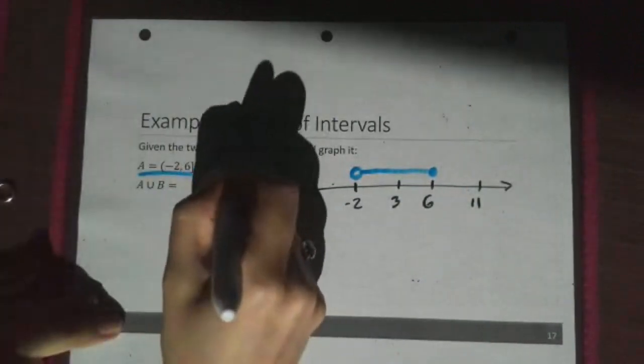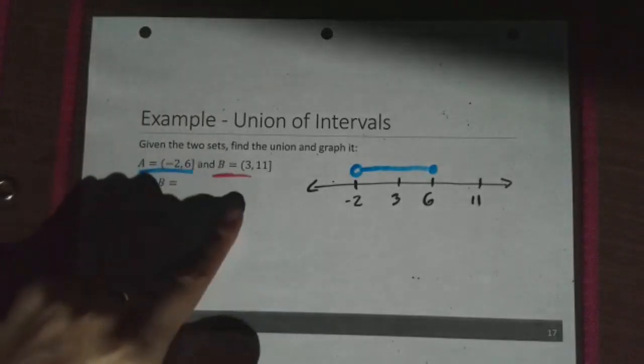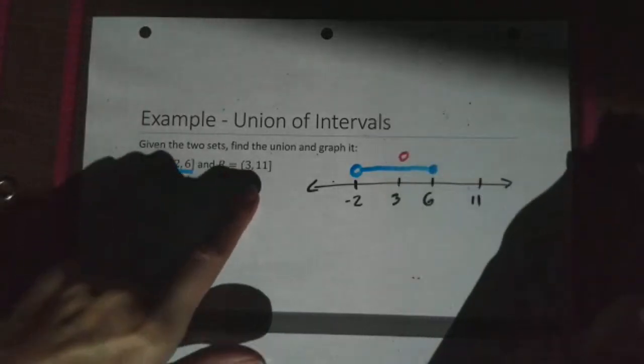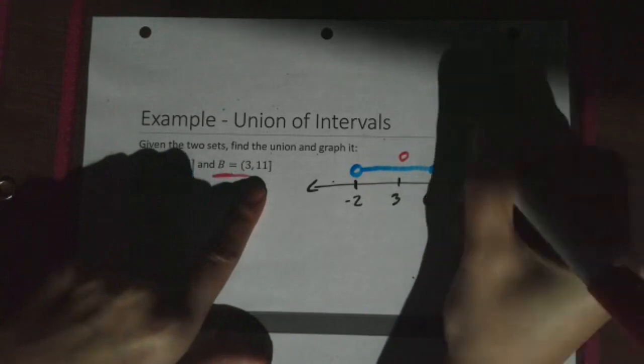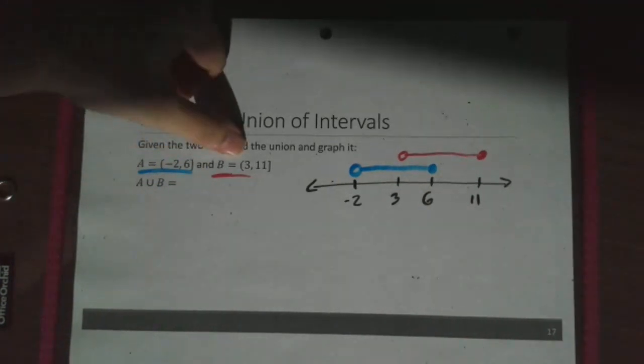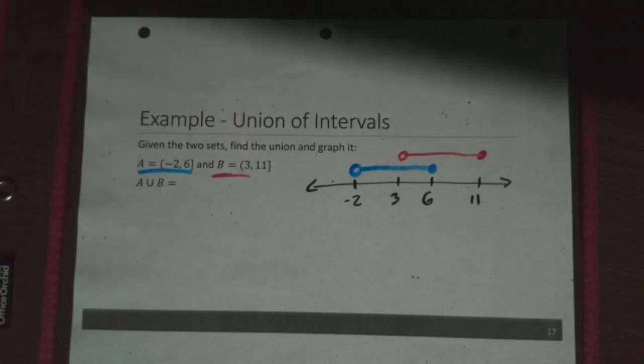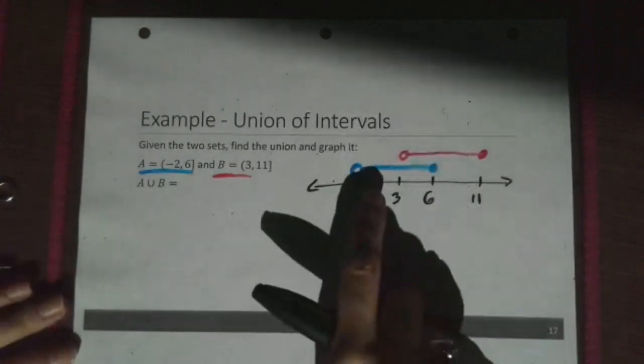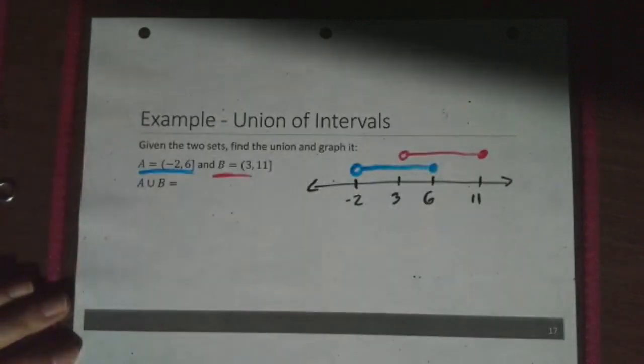I'm going to graph set B in red. That's going to have an open circle at 3 and a closed circle at 11, and I want the numbers in between. Now I'm trying to find the union of these two sets. Union means or. So I need to be in set A, or in set B, or in both. As long as I'm in one or the other, or both, that's going to be included in this set. So I need to include all of the numbers that are blue, or red, or both.